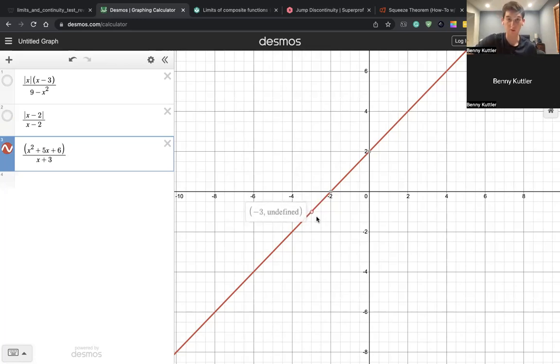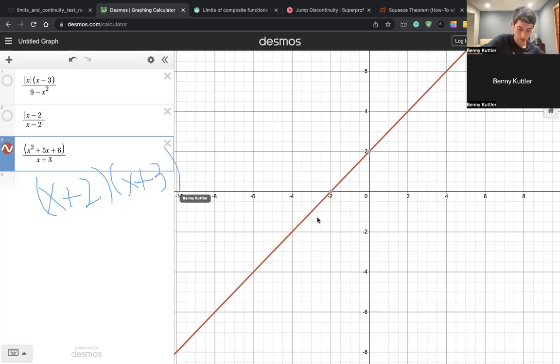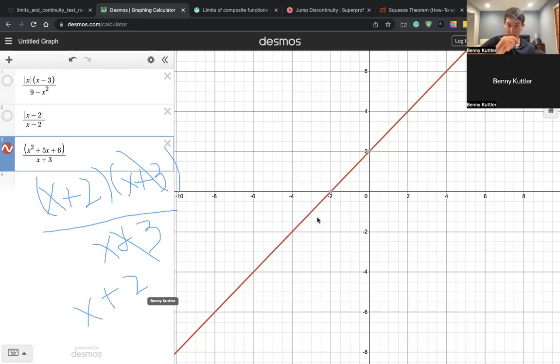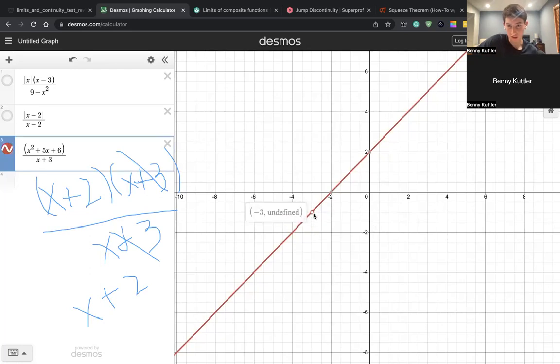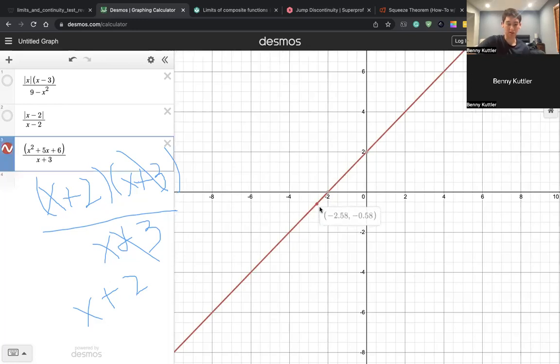So the way that we can remove this discontinuity, if we have the function, then if we notice the top can factor. So this becomes x plus 2 times x plus 3 over x plus 3. And what do you know? The x plus 3's cancel out, and we're left with x plus 2. And when we plug in negative 3 into just the function x plus 2, we get -1, which, if we look at our graph, is what it seems to be, roughly. This is -1, and that's what it's approaching from both sides.